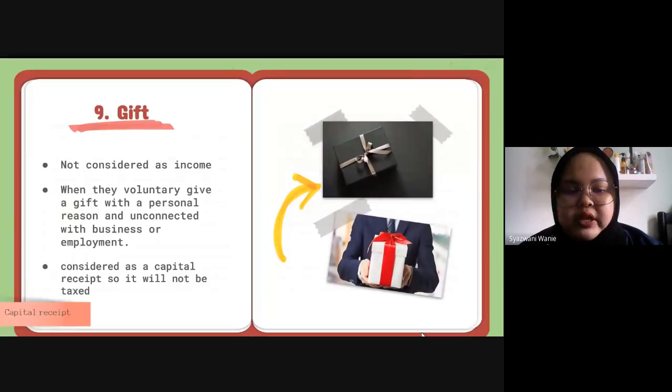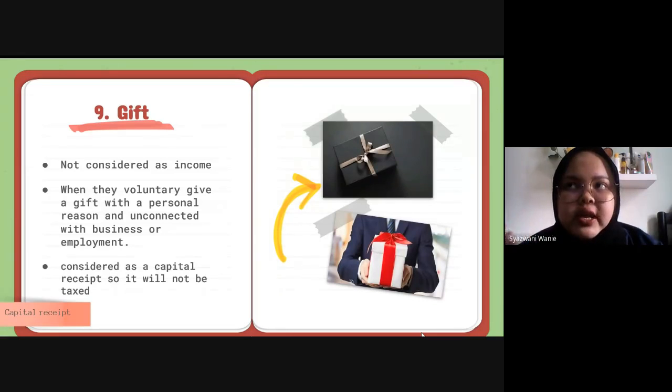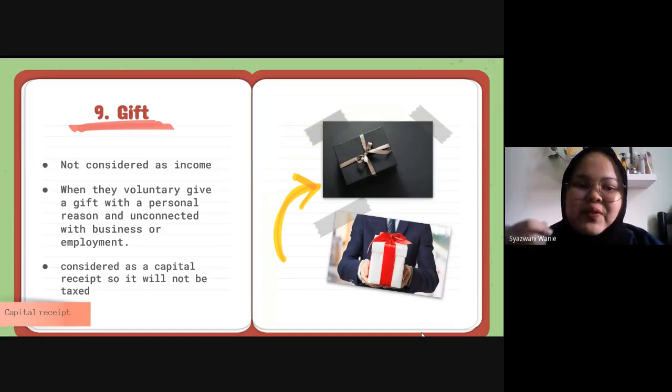Next is about gift. Gift also is one of the characteristics of income. A gift is not considered as income, and it falls under the capital receipt. This is because the person voluntarily gives the gift to an employee or another person for a personal reason, unconnected with business or employment.